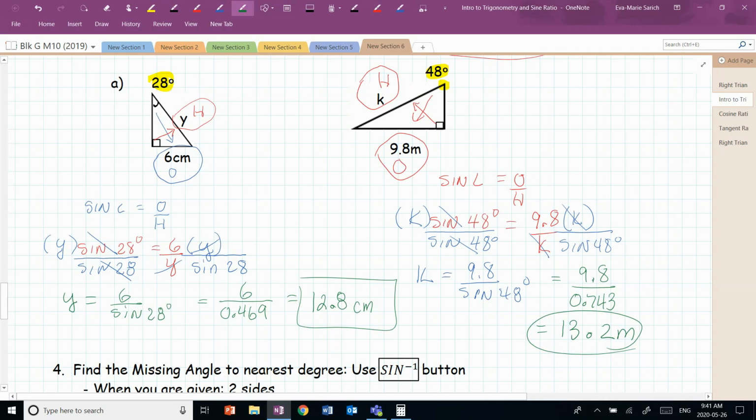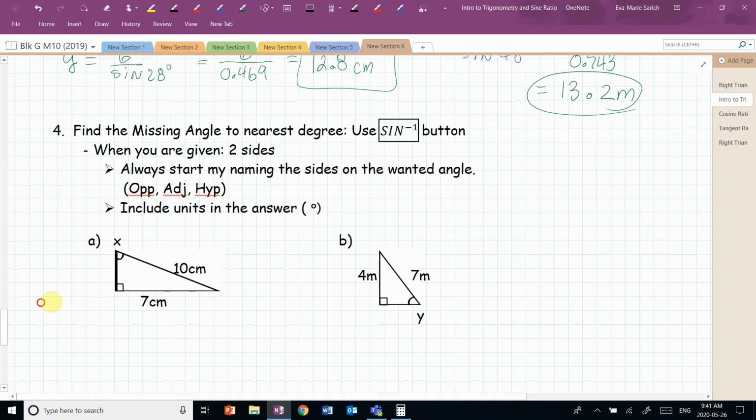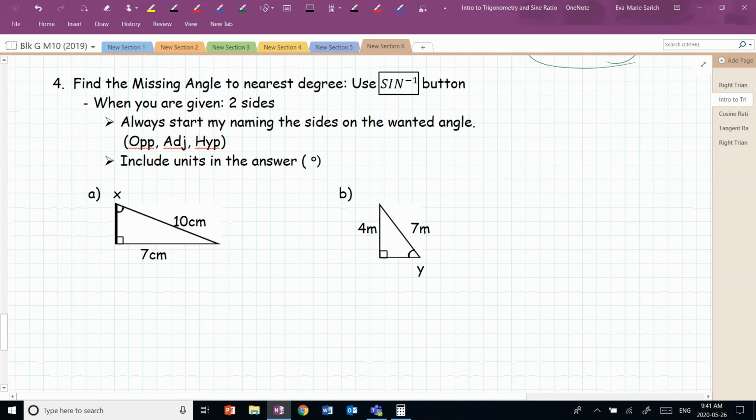Okay. So we found the opposite side, we found the hypotenuse. Now we need to be able to also find the missing angle. So if we're looking for the missing angle, and again, we want to do that to the nearest degree, to find angles, we use the inverse button. Now this works when we are given 2 sides. Remember, you have to have 2 pieces of information to figure out what the missing 3rd piece is.